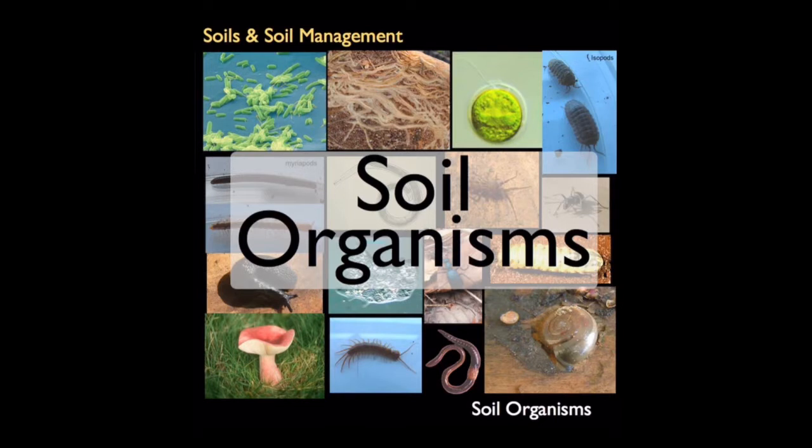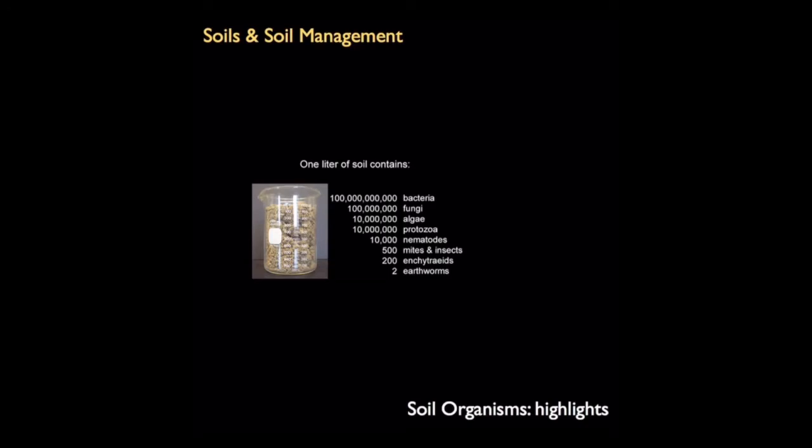Many soil organisms have not yet been classified or characterized. Here follows an overview of the organisms typically associated with soils. Studies have shown that a litter of soil contains many different kinds of organisms. We'll examine these in some detail, but let's take a quick overview of these categories of organisms and their role in soils. Bacteria are the most abundant soil organisms.